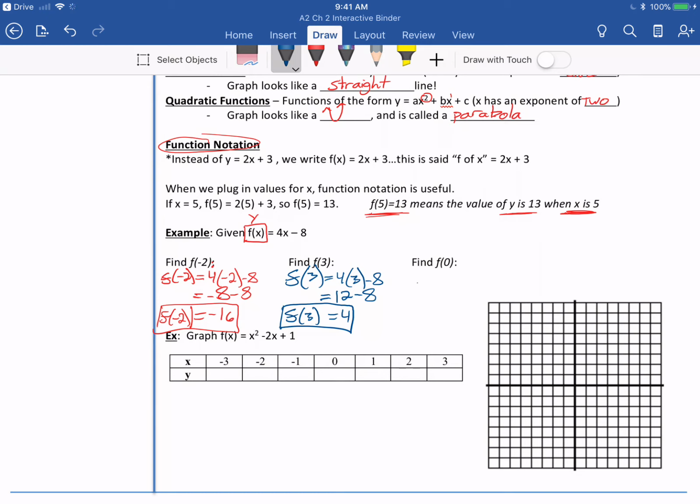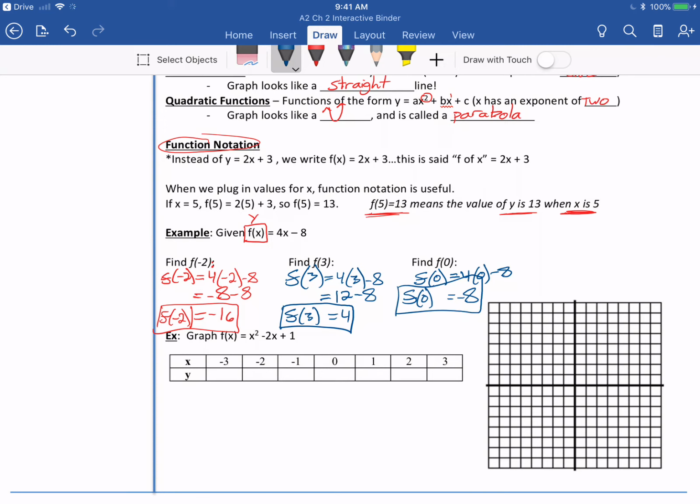Awesome. So now f of 0, that last one there, I just plug in 0. Hopefully this one should be pretty easy. This is going to be 4 times 0 is 0, minus 8 is -8. So f of 0 is -8.